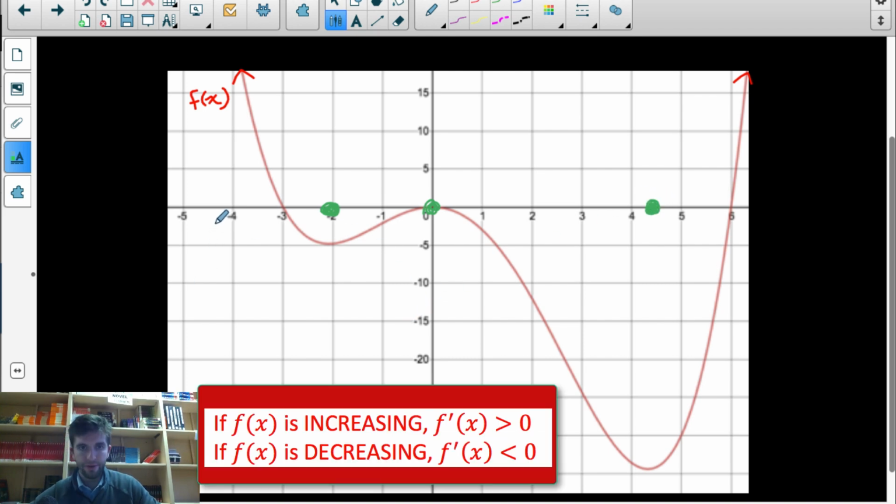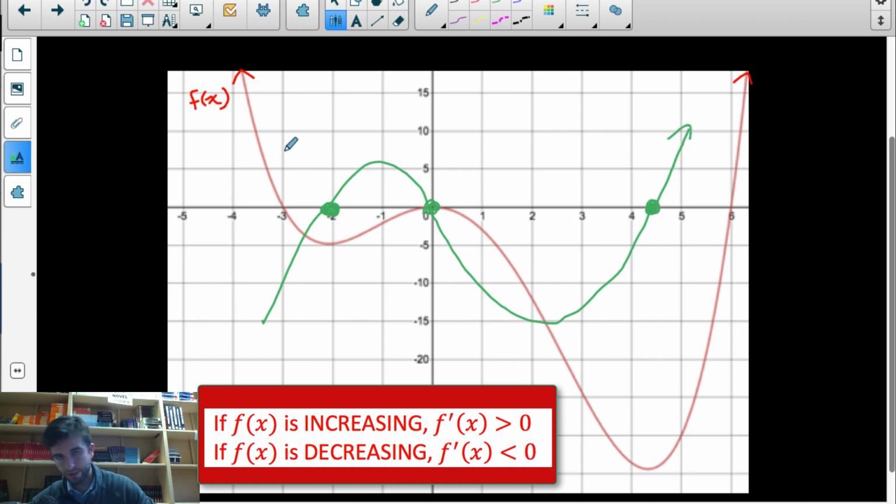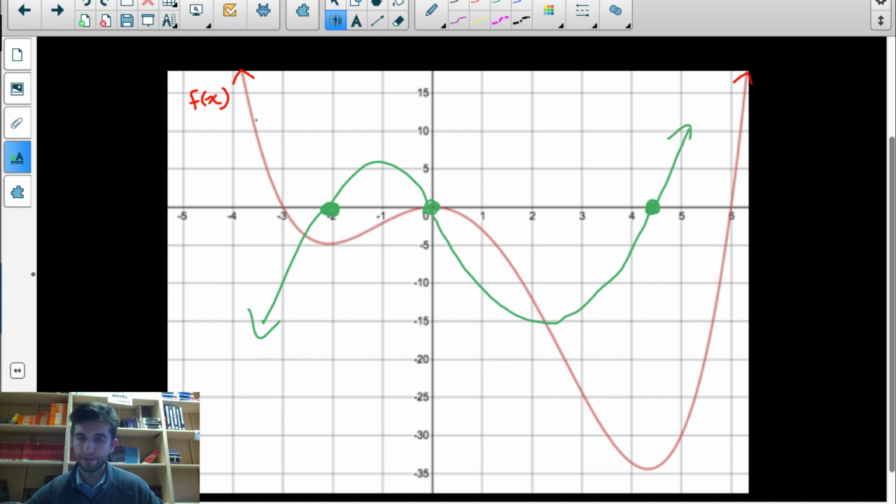Now I just have to figure out would the derivative have negative or positive values in each of the intervals in between. So before negative 2, the derivative is going to be negative. I know that because the original function would have negative tangent slopes for any x value before negative 2. So the derivative is going to have negative y values. How about between negative 2 and 0? The function is increasing, which means the derivative is going to have positive y values. Between 0 and about 4.5, the function is decreasing, so it's going to have negative y values. And then after about 4.5, the function switches to increasing, which means it has positive tangent slopes, which means the derivative has positive y values.